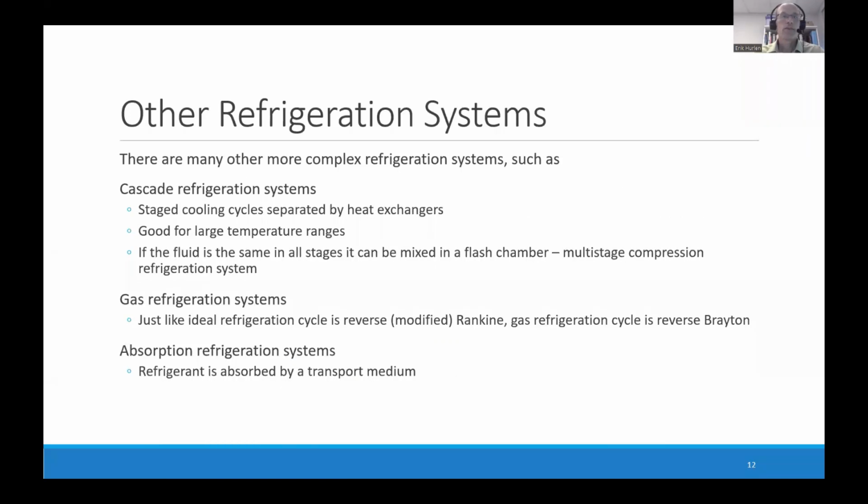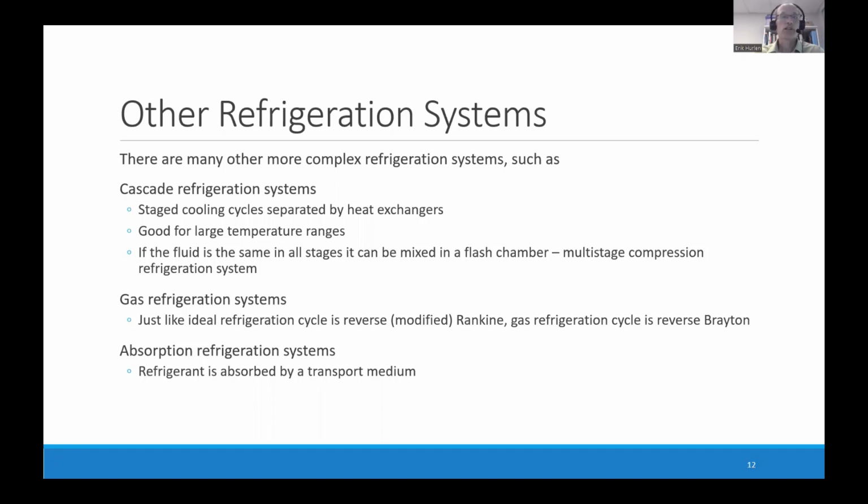In this video, we've analyzed the simplest type of refrigeration system. Of course, there are many more complicated ones as well. Some of the more common ones are cascade refrigeration, which makes use of staged cooling cycles and is useful if large temperature differences are present. Then there are gas refrigeration systems. The version analyzed in this video was comprised of both gaseous and liquid phases.